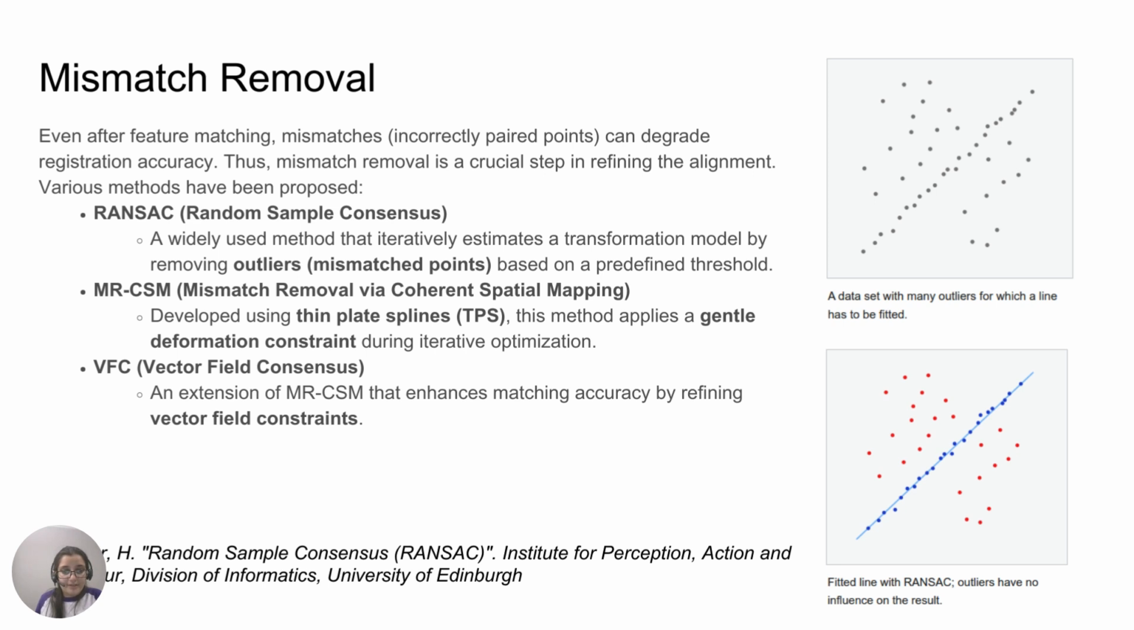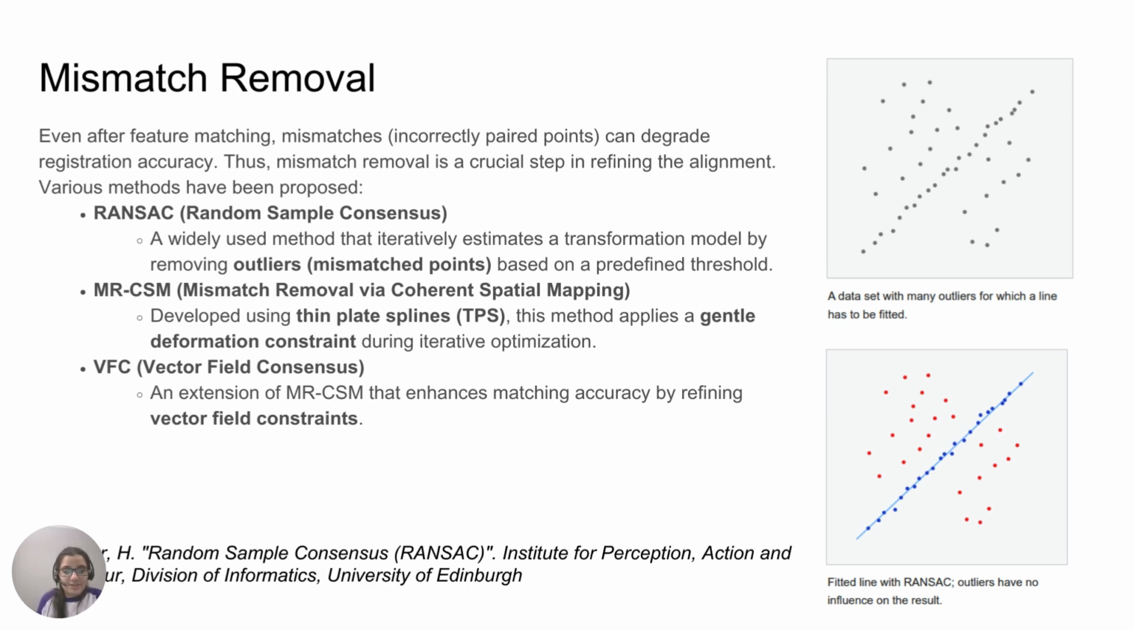The next step is mismatch removal. So after features are identified, mismatches can significantly degrade the registration accuracy. So, to refine the alignment, mismatch removal is a crucial step. These are the three most commonly used methods for removal. The first and most widely used is random sample consensus. It is an iterative algorithm used to estimate a transformation model while removing outliers. It selects a random subset of matched points, computes a transformation model, and determines inliers, that is, the correct matches based on a predefined threshold.